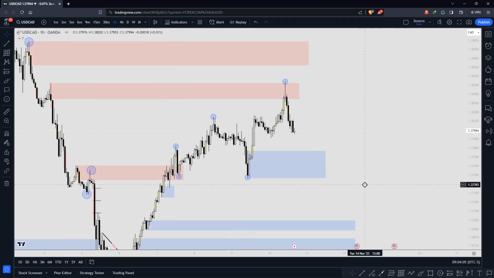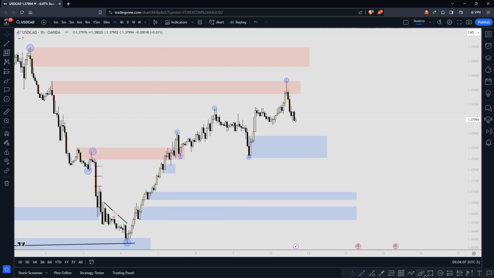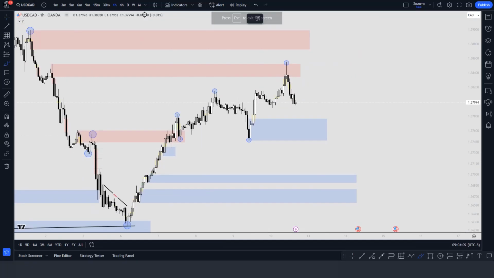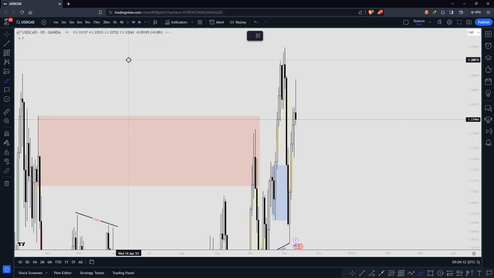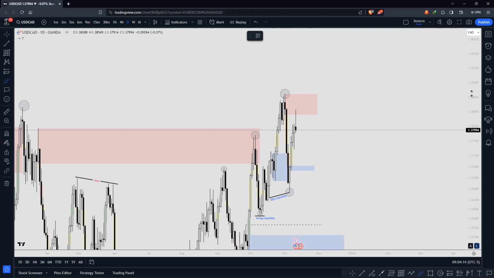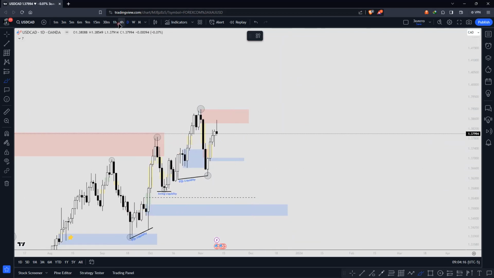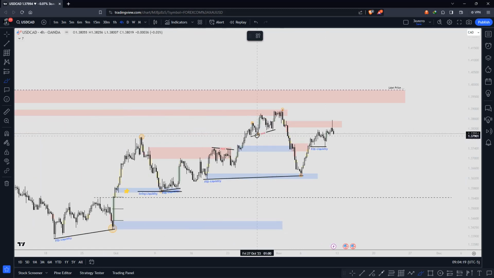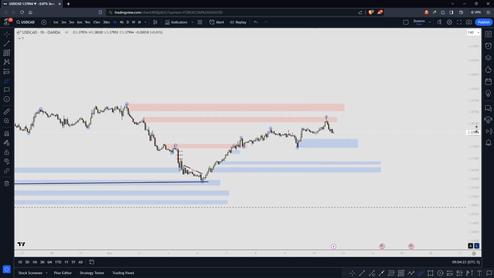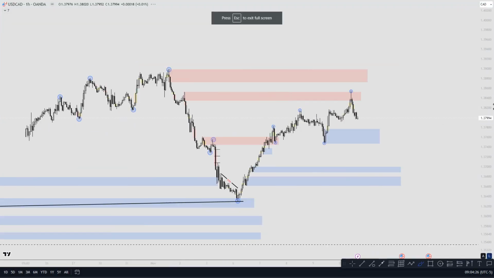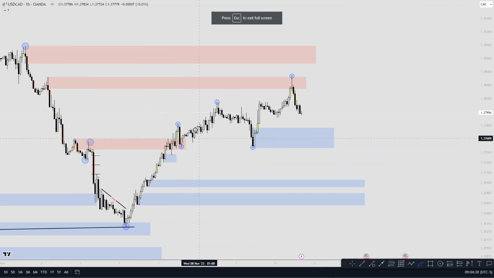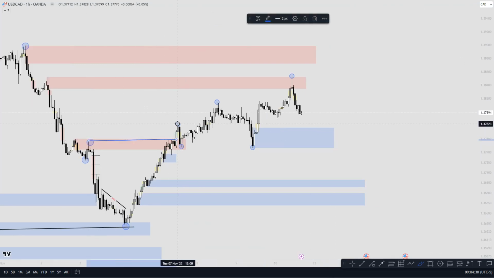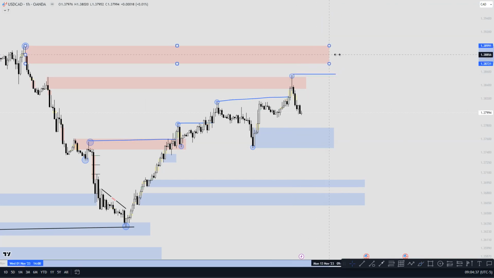In the daily time frame, we are in an uptrend. In the 4-hour time frame, we just did a change of character here, and if we go to the 1-hour time frame, we see that we are in an uptrend. We did a change of character, we broke the structure, we broke the structure, and if we again break this structure, we confirm that we are still in an uptrend in the 1-hour time frame.